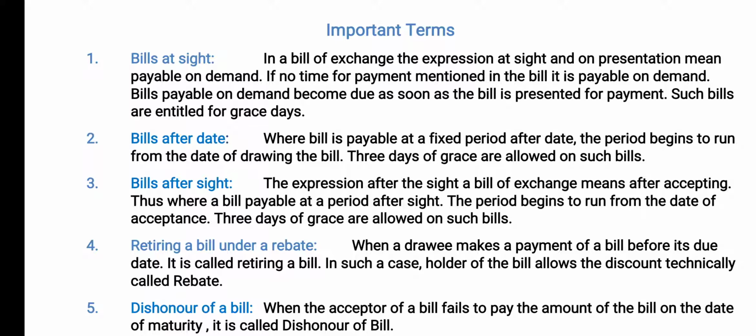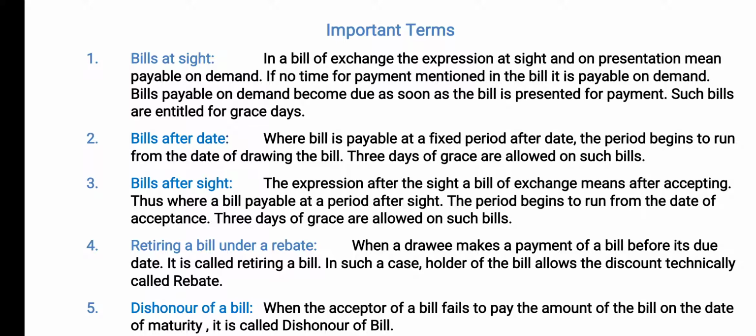The second term, bills after date. Where a bill is payable at a fixed period after date, the period begins to run from the date of drawing the bill. 3 days of grace are allowed on such a bill.